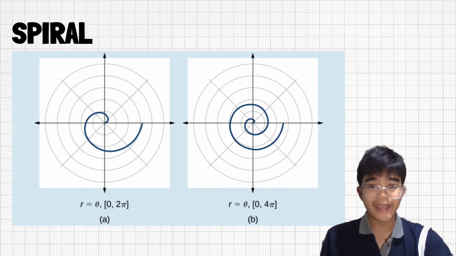And lastly, we have a spiral. The Archimedean spiral is defined by r is equal to theta, where the distance from the origin increases linearly with the angle. The number of rotations is controlled by the domain of theta. A range of 0 to 2π produces a single turn, whereas 0 to 4π results in two complete revolutions. As theta grows, the spiral continues to expand outward indefinitely from the pole.